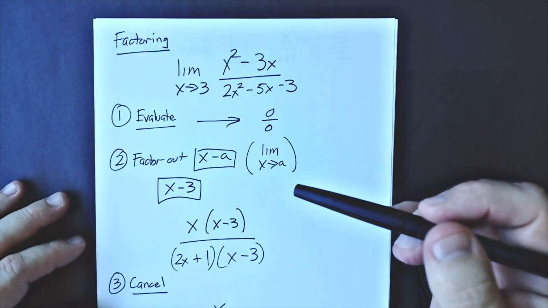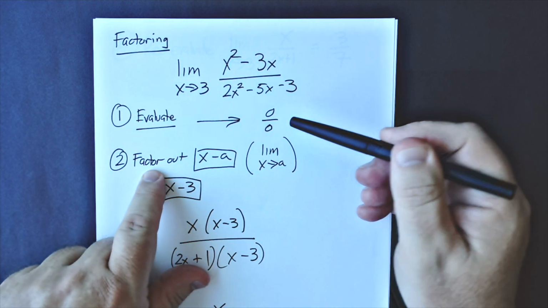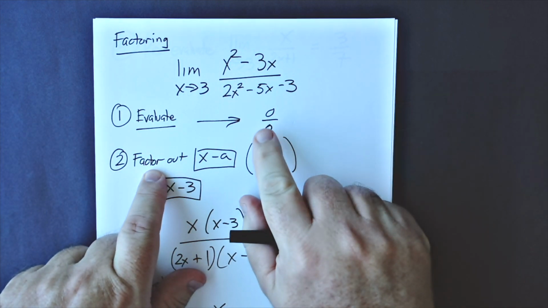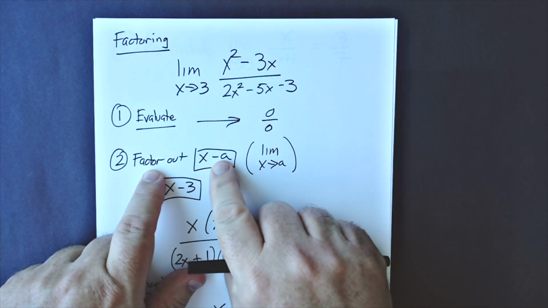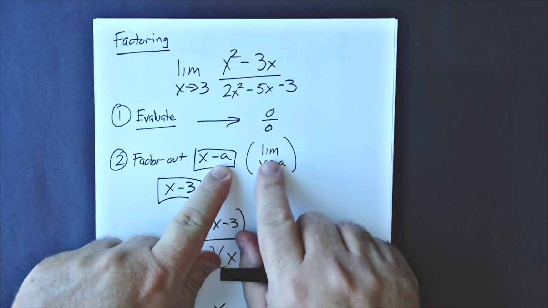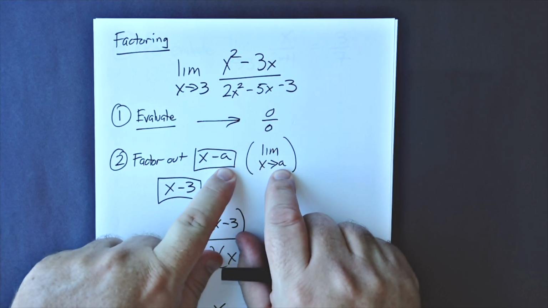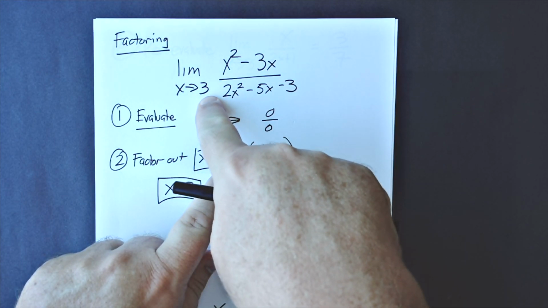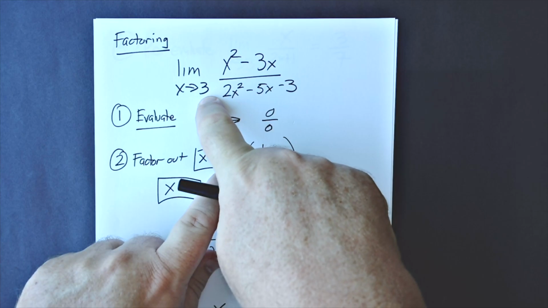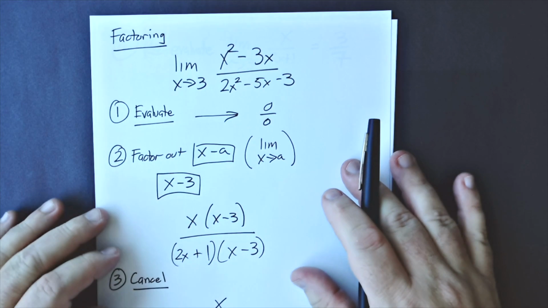And so when that does happen, we need to factor out the thing that made this go to 0. What made it go to 0? Well, it's this x minus a, meaning the limit as x goes to a, whatever that a is, that's the thing that made this go to 0. In this case, it's this 3. That 3 is what is making this whole thing go to 0. So we need to factor out x minus 3. That's the factor we're bringing out.